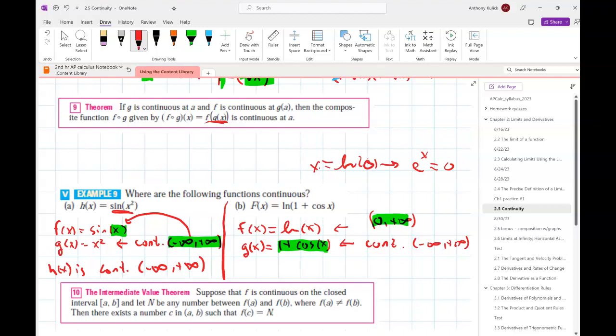So what's going on? We've identified that in the natural log, we can only plug in things that are greater than 0, 0 to positive infinity. So the only x's that I can have for the composition are x's where 1 plus cosine gives me things that are greater than 0. The range of 1 plus cosine has to be greater than 0.